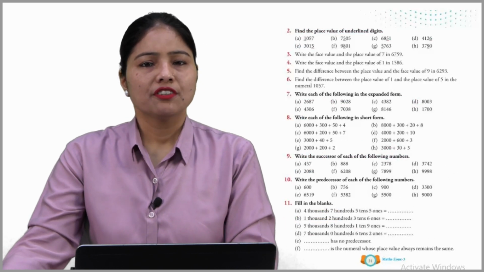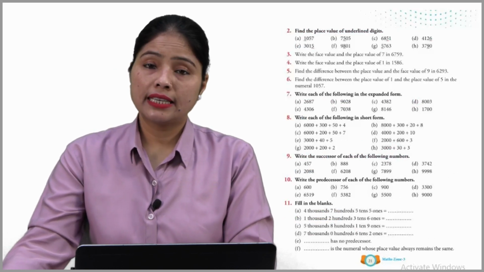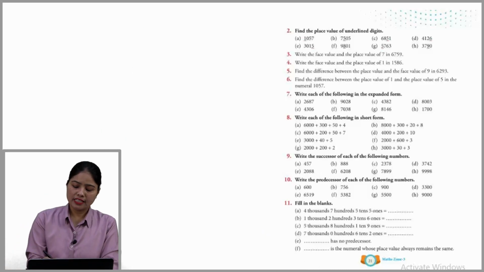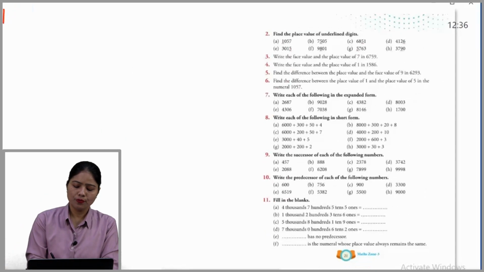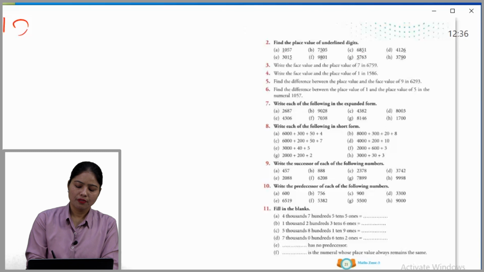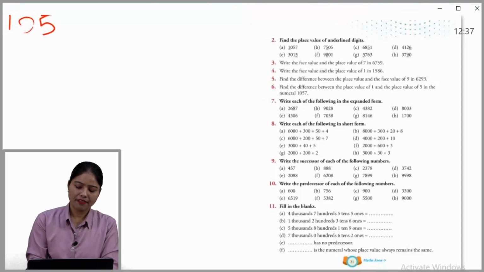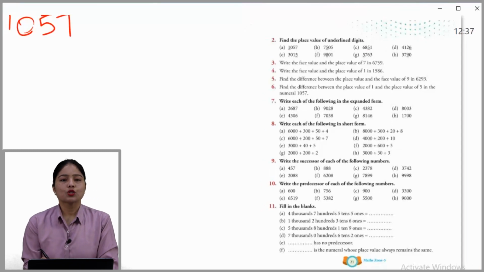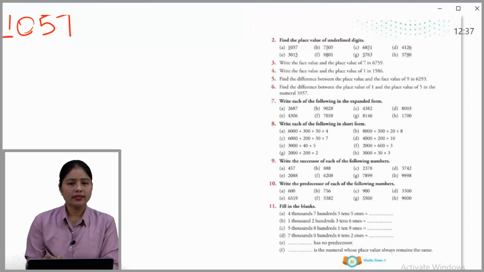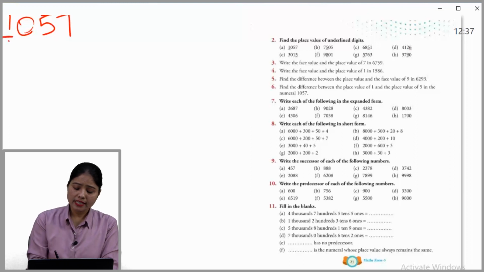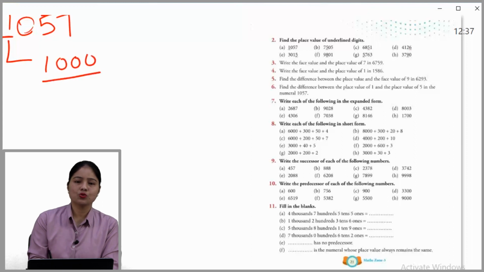Question number 2. Find the place value of underlined digits. So the first one is given, 1057. The underlined digit is 1. Which place is 1 on? Yes, it's on the 1000 place. So the place value of that digit is 1000.